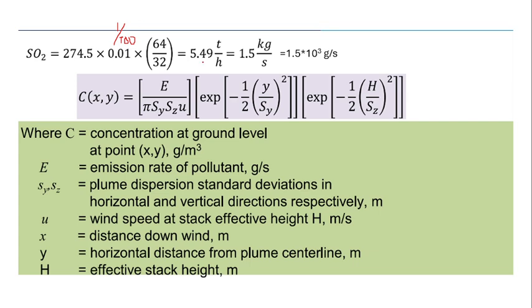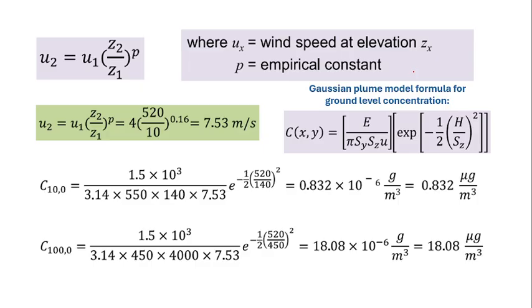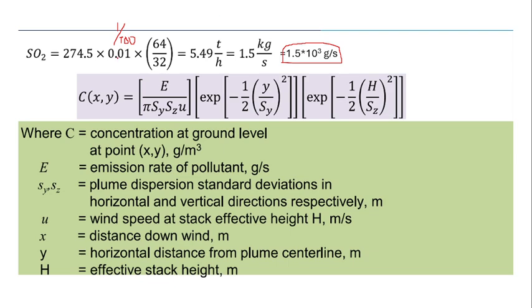So we'll be obtaining 5.49 tons per hour, and we are converting again this to kg per second and finally to gram per second. So the final value is 1.5 into 10 power 3 gram per second. And converting it here itself to make it simpler when solving the problem.